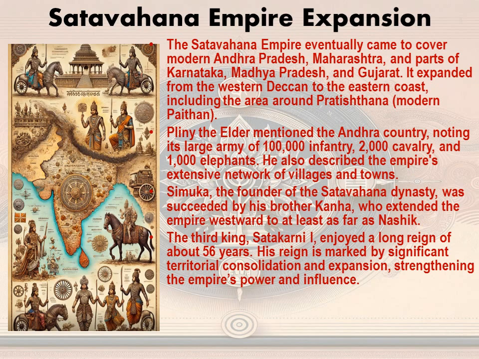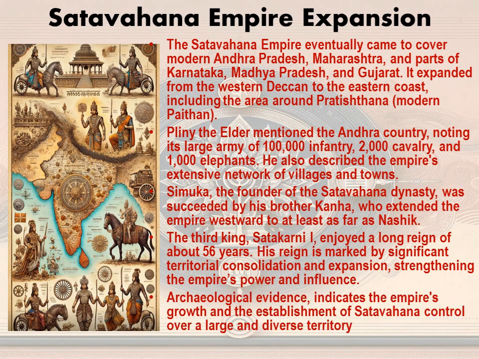The third king, Satakarni I, enjoyed a long reign of about 56 years. His reign is marked by significant territorial consolidation and expansion, strengthening the empire's power and influence. So, Satakarni is one of the most important rulers not only of the Satavahana dynasty but of the whole of ancient Indian history, and his rule is very significant for strengthening Satavahana power. Archaeological evidence indicates the empire's growth and establishment of Satavahana control over a large and diverse territory. So, from the archaeological evidence, we get to know that the Satavahanas controlled a huge part of Indian territory.